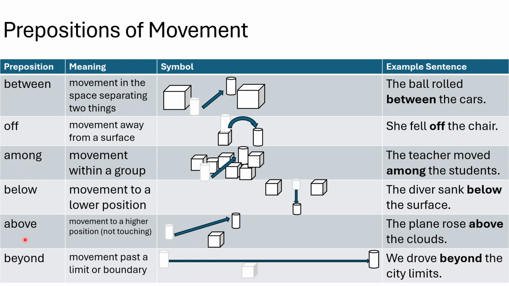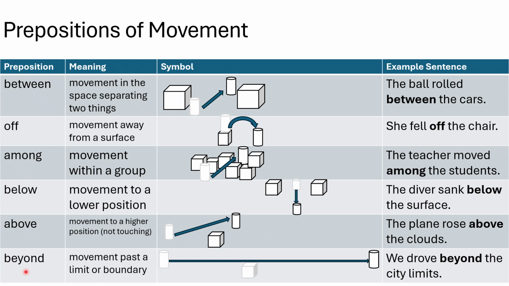The preposition above means movement to a higher position, not touching. This symbol illustrates the cylinder moving above the box. Listen to the example sentence. The plane rose above the clouds.